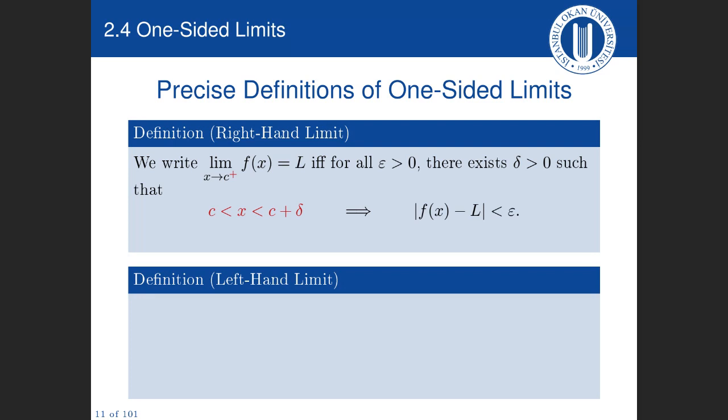For a right-hand limit, we want x to be close to c, but we're only interested in x on the right. So the way we can write that x is close to c, but x is on the right of c, is by saying we want x to be between c and c plus delta. But apart from this, which I've written in red, everything else here is the same as for the limit definition that we talked about last week.